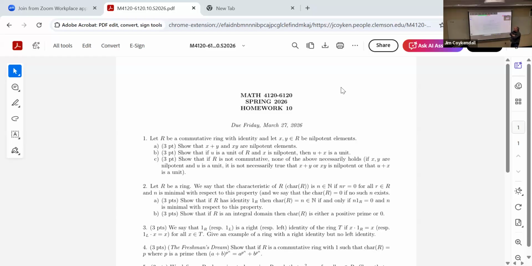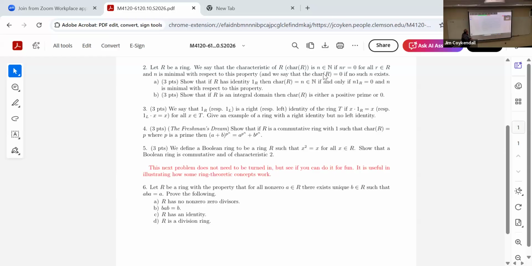Number two, let R be a ring. We say the characteristic of R is the smallest natural number n such that when you add anything in the ring to itself n times, you get zero. Sort of like the order of a group in a certain sense. Show that if R has a multiplicative identity, then the characteristic of R is n if and only if n times the identity is zero and n is minimal with respect to this property. And show that if R is an integral domain, then the characteristic of R is either zero or a positive prime.